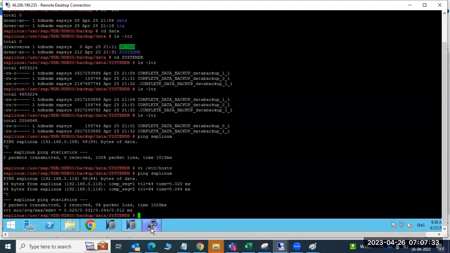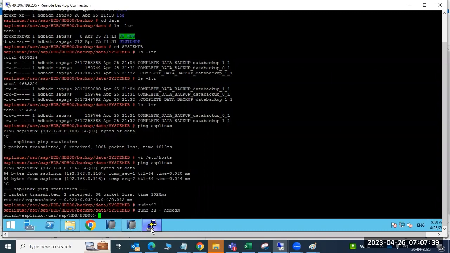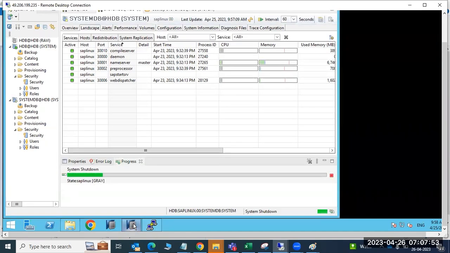It's not getting stopped, so let me check. HDB stop, I initiated the query at operating system level. Let's see. Oh, I think it's getting stopped. It's gray color now.